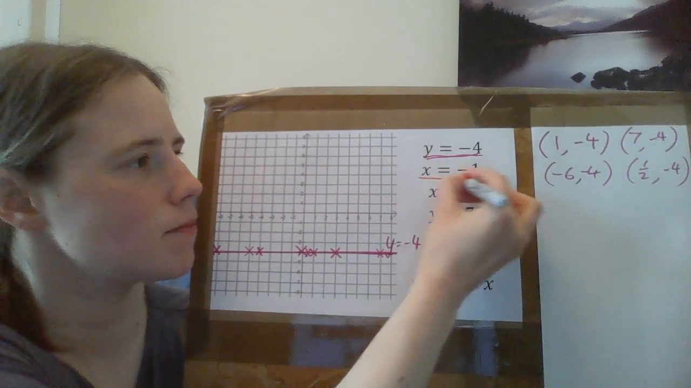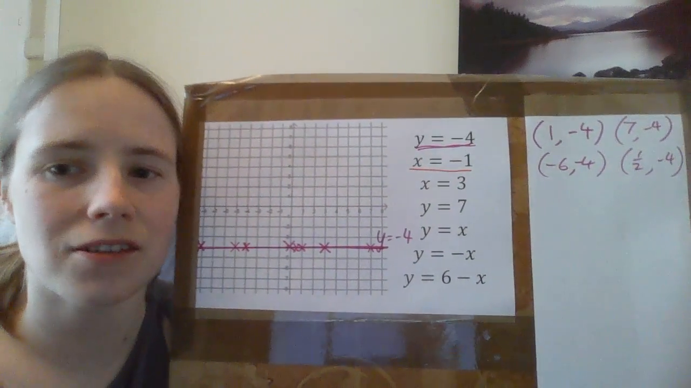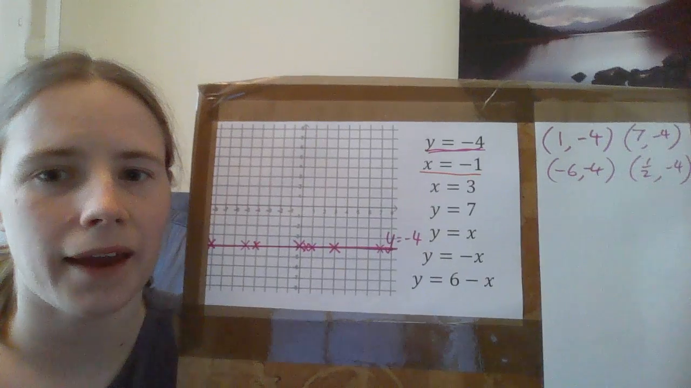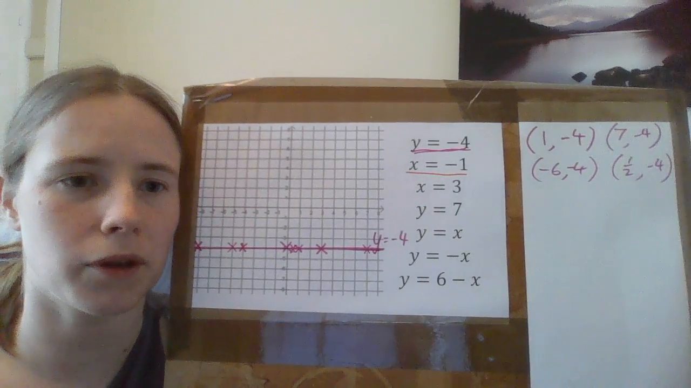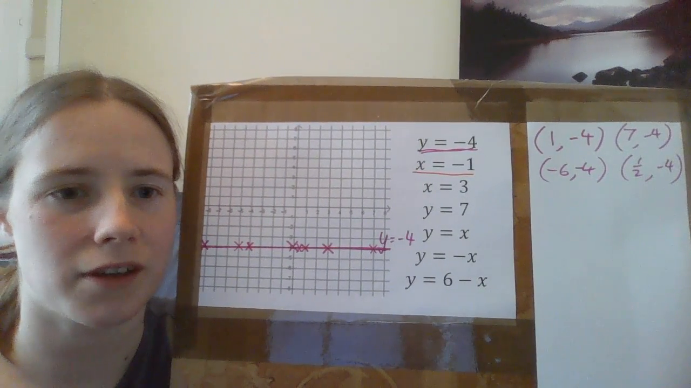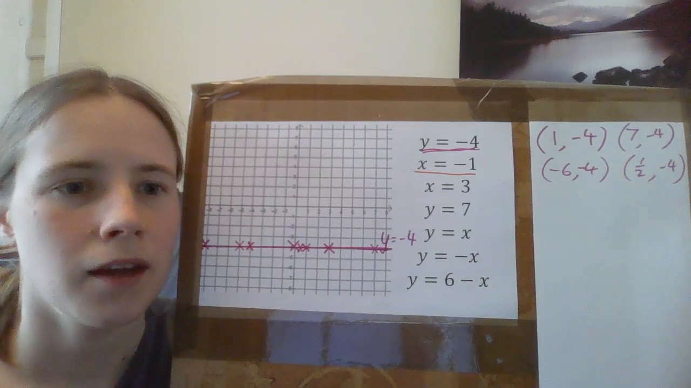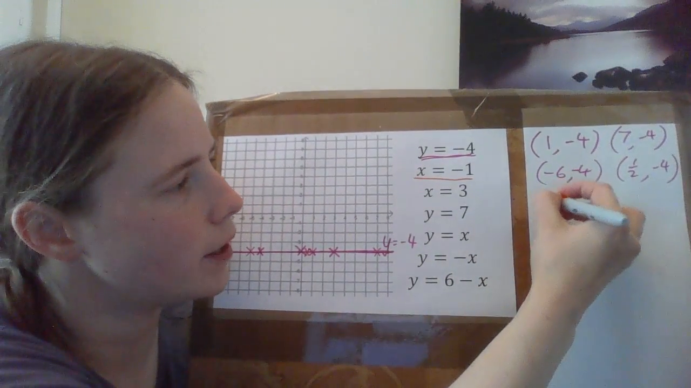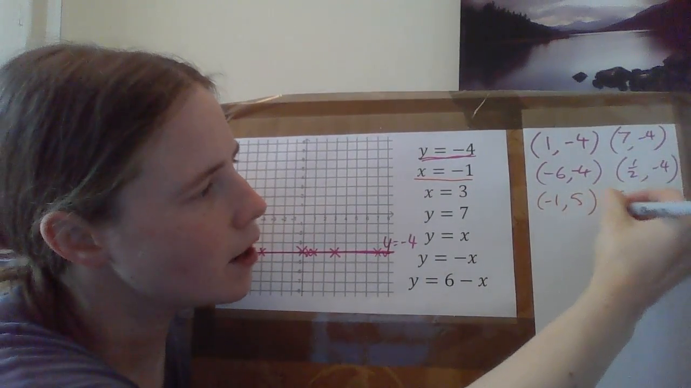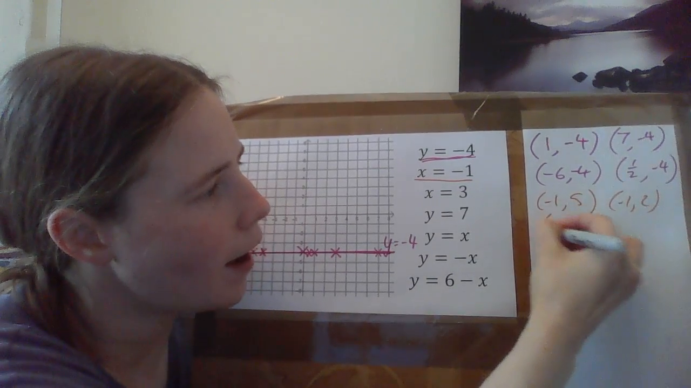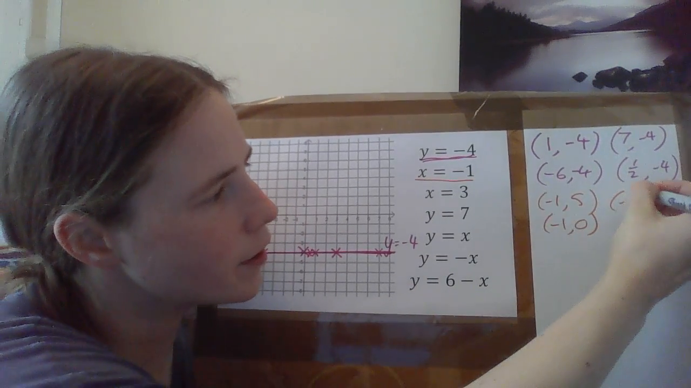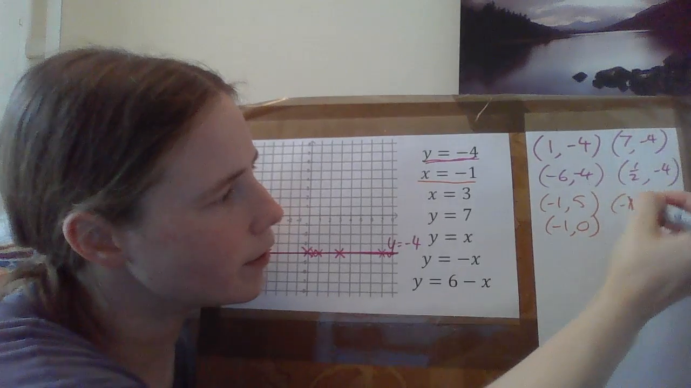Let's try x is -1. So this time our x coordinate needs to be -1. Again, pause the video and come up with 3 coordinates and then play and see if you've got the right idea. Okay, so my coordinates are going to be (-1, 5), (-1, 2), and (-1, 0).